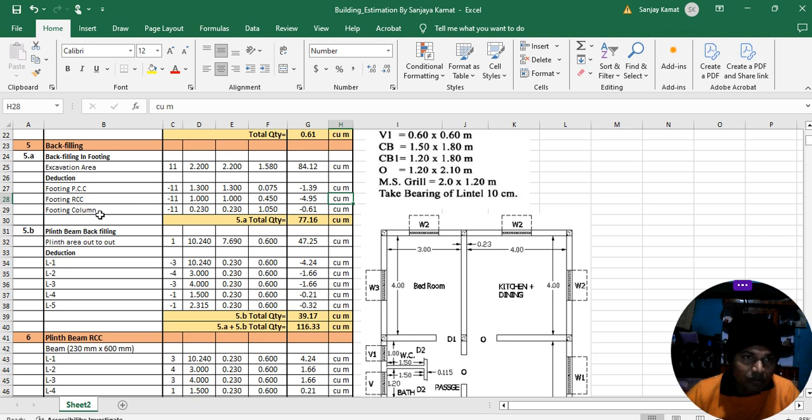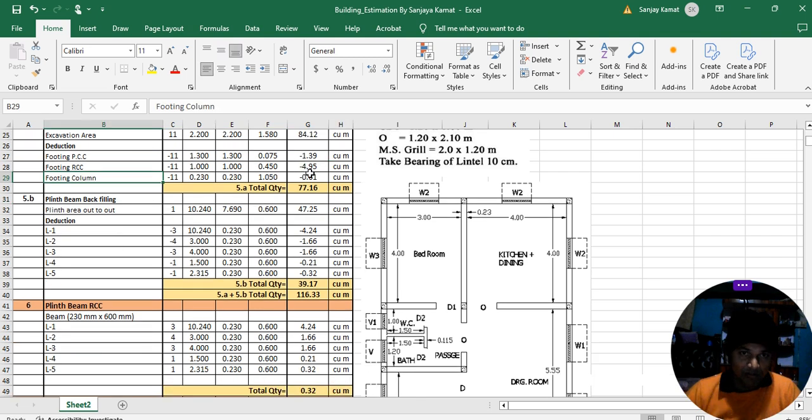So once you see this, after calculating, if this much does not come, then I will not teach you. Okay, see, -4.95 will come. Do this, multiply it; if it does not come, then I will not teach you. Okay, so footing is done, now coming to the footing column.